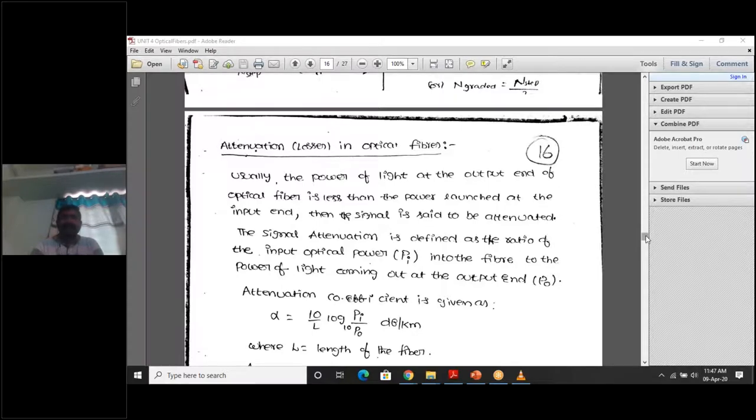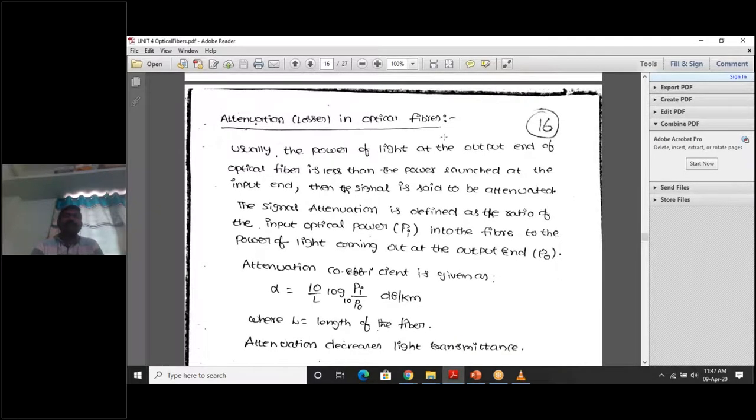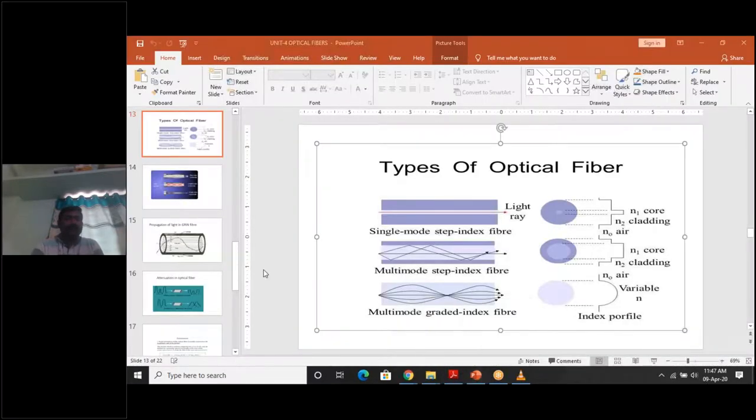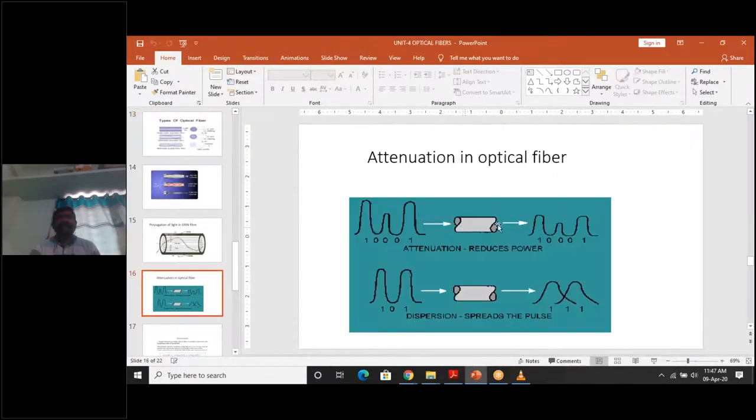Okay. So first, let me explain what is attenuation in optical fiber. I already introduced you. Let us take a water pipe. Now pour 1 liter of water at one end. What is your expectation? 1 liter of water will come out at the other end.